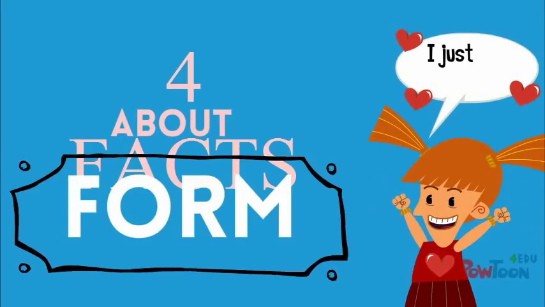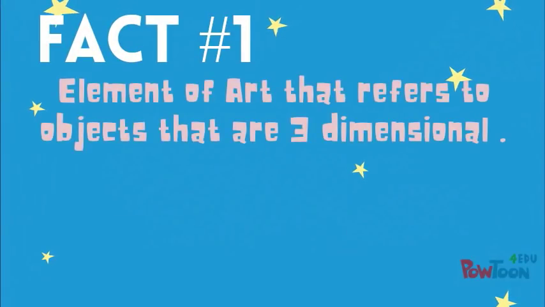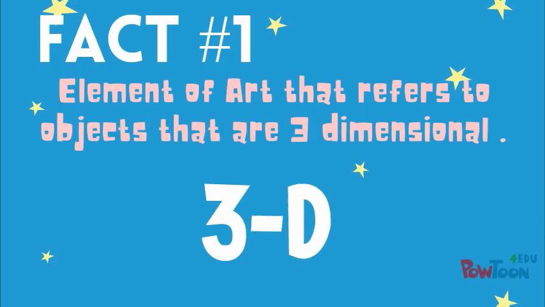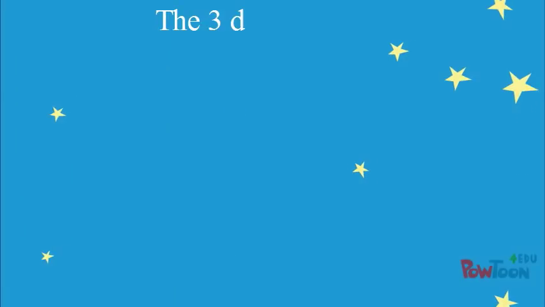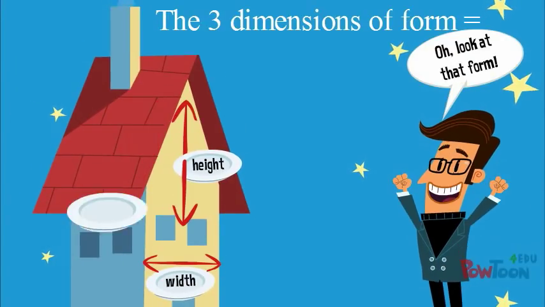4 facts about form. Fact number 1. Form is the element of art that refers to objects in art that are three-dimensional or 3D. The 3 dimensions of form are height, width, and depth.